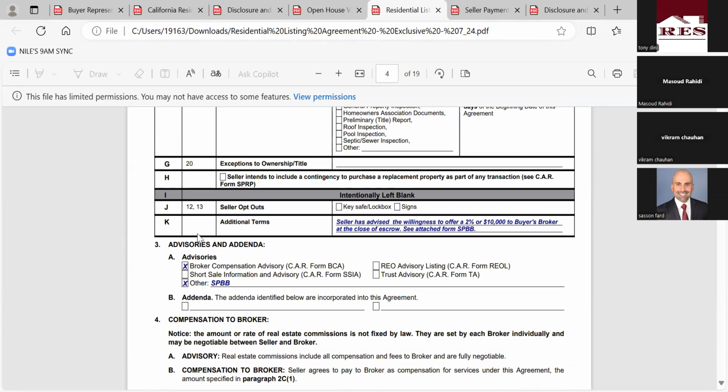The next item is on section K of the listing agreement. This is also where, let's say you've had the conversation about the commission already and you come here, additional terms. You've already kind of felt out the client and you know what their opinion is in regards to paying a commission. If they have shown a willingness to pay a buyer's agent, this is the section I want you guys to use. And I've sent out an email with it, so I won't spend too much time on it. But seller has advised willingness to offer 2% of sales price or a flat fee to the buyer. And you can see attached SPV.